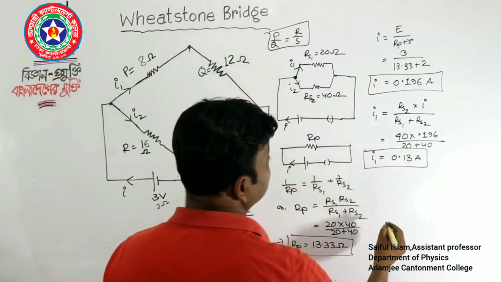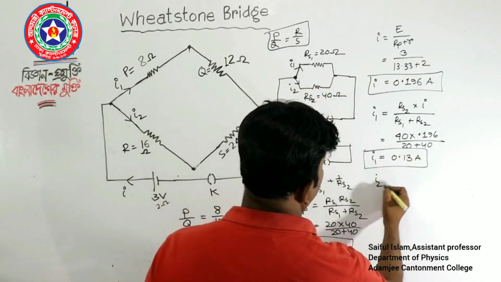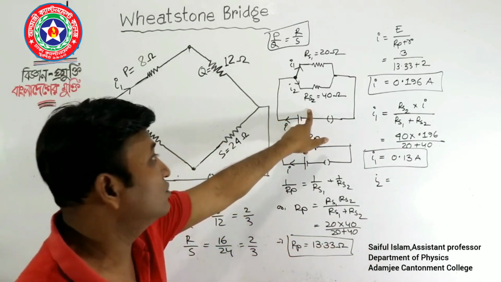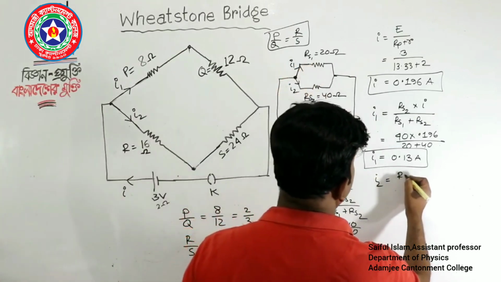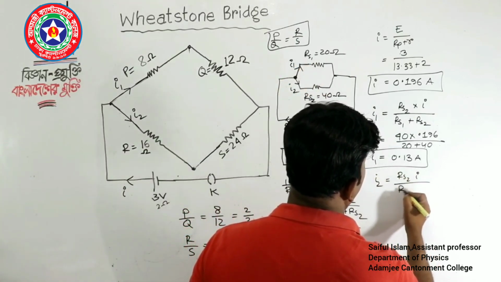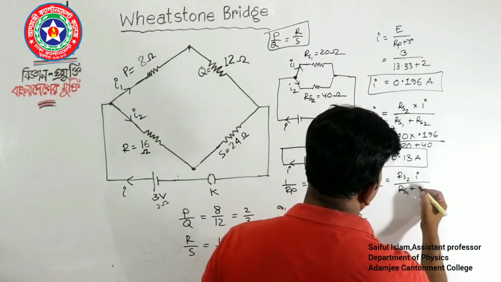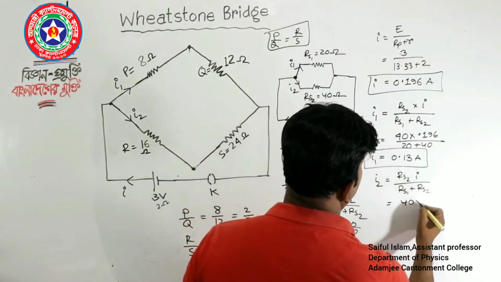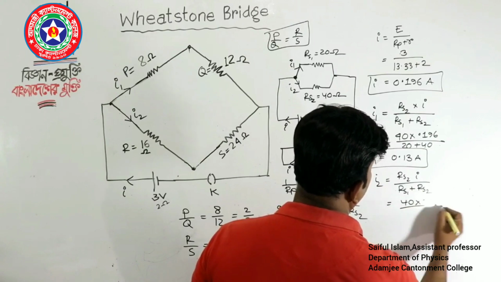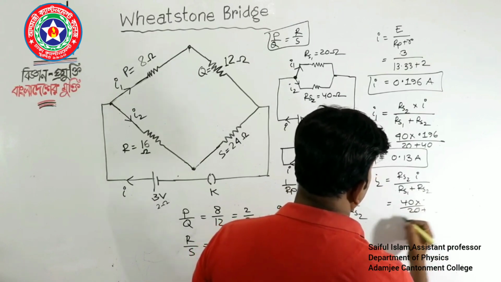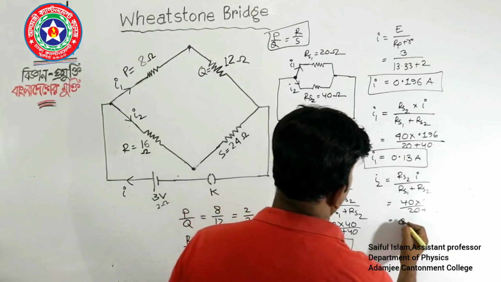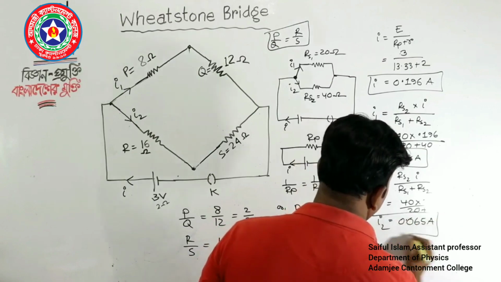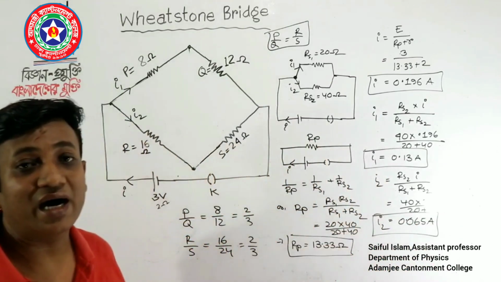Next, I2. To calculate I2, similarly, I2 is passing through the resistance RS2, so the opposite resistance is RS1, times the main current divided by the sum of the resistances RS1 and RS2. Here RS1 is 20 and the main current is 0.196, divided by 20 plus 40. So here I2 is 0.065 ampere.